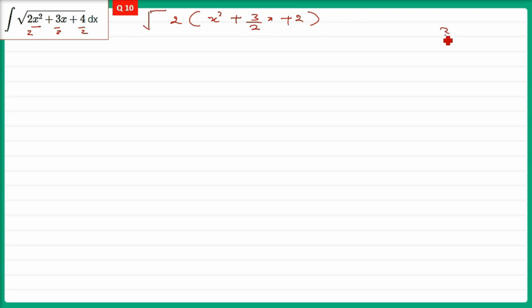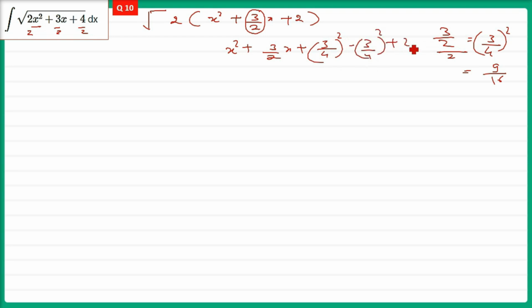So take this 3 by 2 and divide it by 2. When you divide it by 2, it will be 3 by 4. Now you square it, add it, subtract it. So 9 by 16 will come, and you can just add 3 by 4 whole square and subtract 3 by 4 whole square as well in order to make it a perfect square. Okay, adding, subtracting, and plus 2.